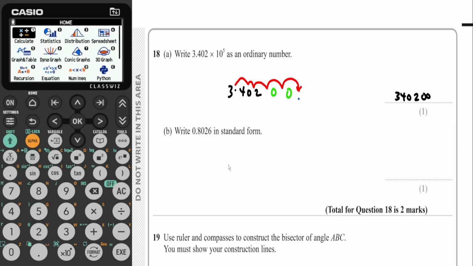Part B, we have to write 0.8026 in standard form. So I've got this 0.8026, and remember, for standard form, that's when a number is written as a times by 10 to the n, where a is in between 1 and 10. So here I have to move the decimal place 1 unit to the right, so we end up with 8.026 times 10 to the negative 1.